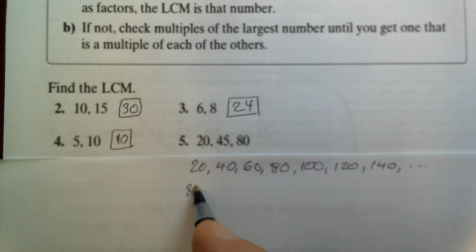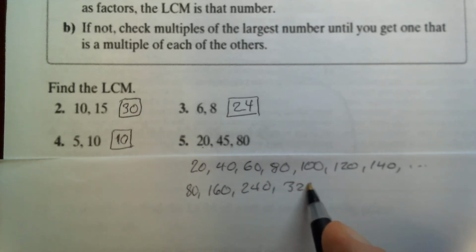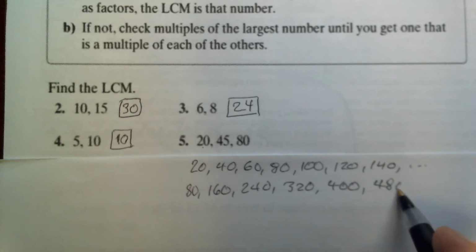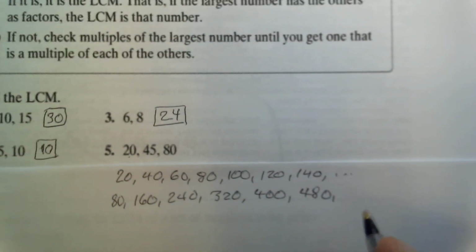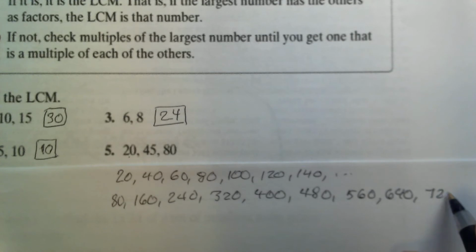So when we take multiples of 80, we've got 80, 160, 240, 320, 400, 480, 560, 640, 720, and 800. Let's see, now for sure 20 goes into any of these numbers.